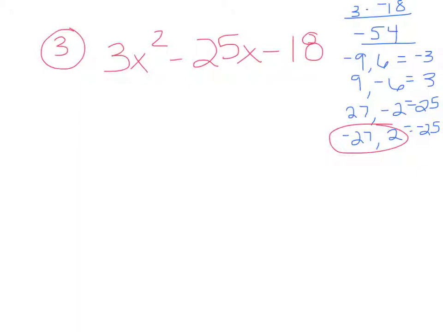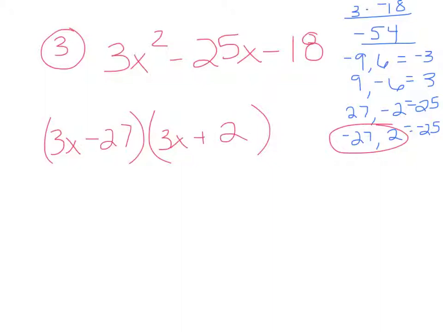Okay, so now I'm going to set up my two parentheses. And this time, I'm going to put a 3x in both parentheses here. So anytime there's anything other than a 1 in front of the x, you're going to put whatever term is here in the front of both parentheses. And then you're going to do the second part the same way. So minus 27 and then plus 2.